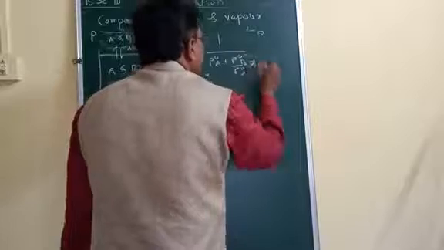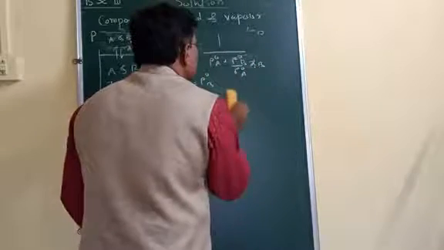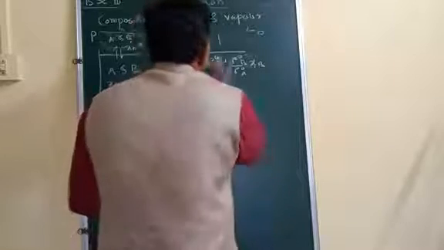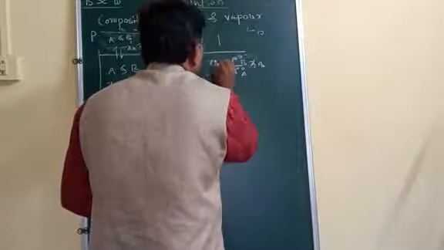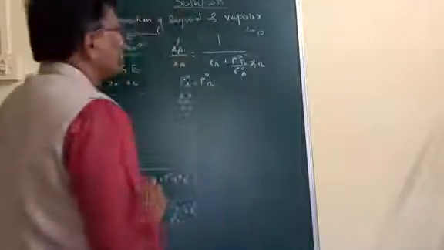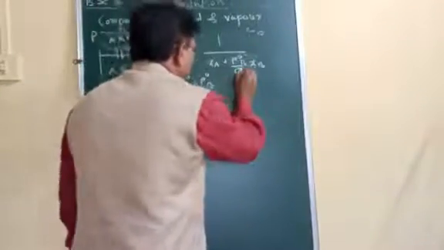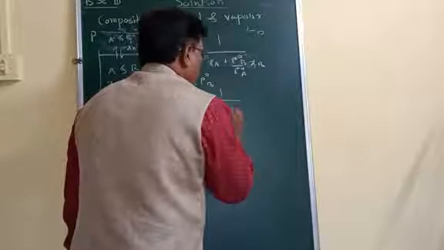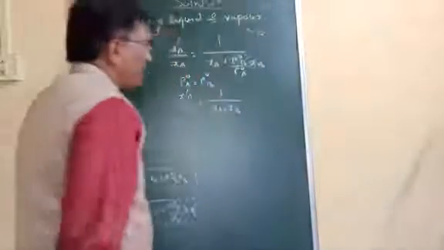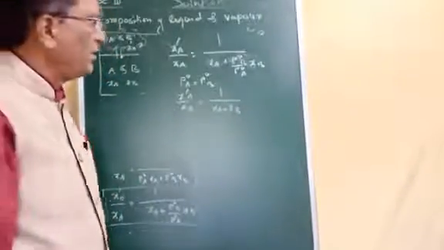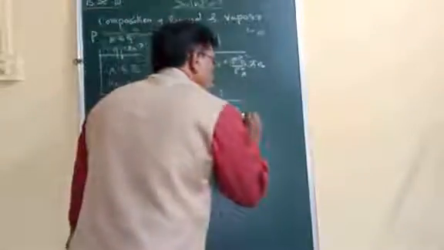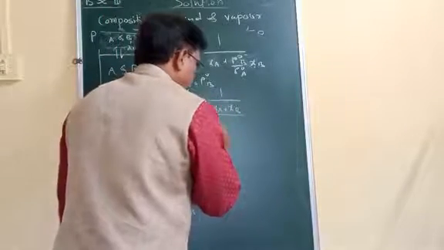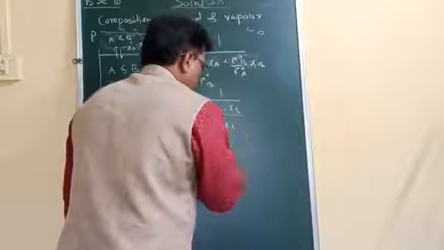P0B, this becomes 1. Oh, sorry. Here XA, of course XA. Now this becomes 1, and therefore 1 upon XA plus XB. Now what we know, XA plus XB is equal to 1, and therefore here we can write X dash A is equal to XA. What does it mean?